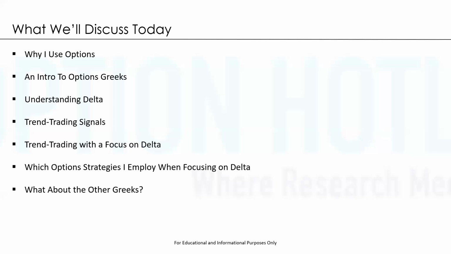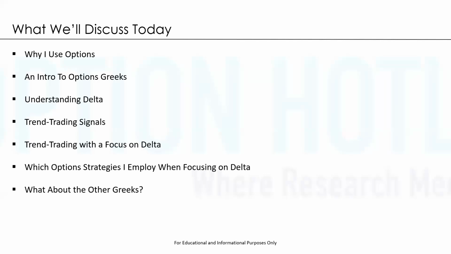As I mentioned, delta is one of the easiest to understand Greeks, and yet it's more complicated than I think most people give it credit for. There is more to it than just the basic definition that we'll get into today. I'll touch a bit on trend trading signals, and in particular, how I trend trade with a focus on the option delta. So what is my general strategy for a delta-focused trend trade? We'll talk about that a bit today.